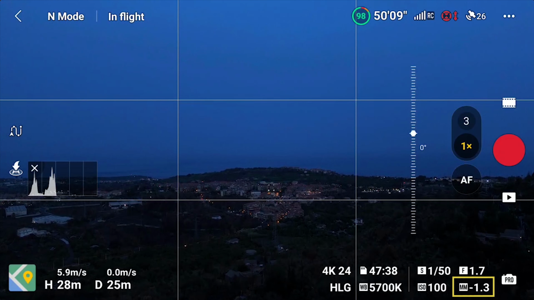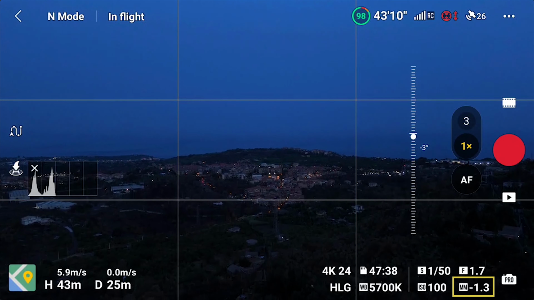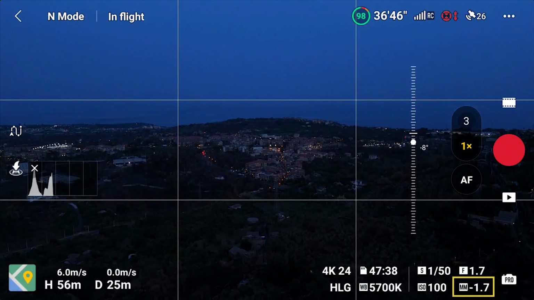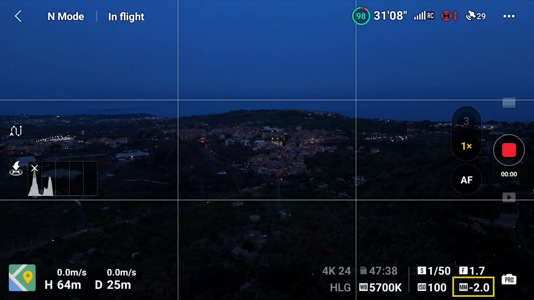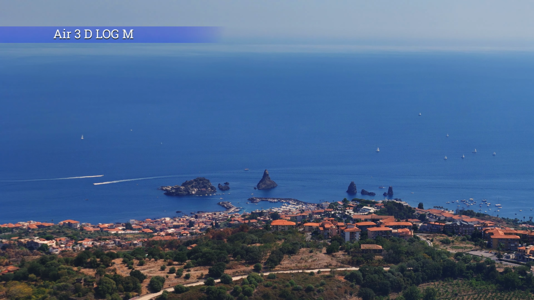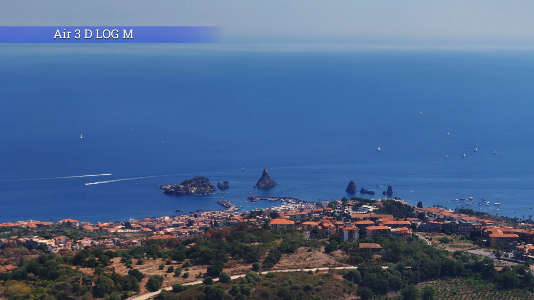To get good results, I had to expose between 1.5 and 2 stops below normal value, with the image on the screen obviously extremely dark. There could be something wrong with my unit, so please let me know in the comments if you have experienced the same issue. I hope DJI will soon improve this mode, as when it is properly exposed, it is a pleasant alternative to D-Log.